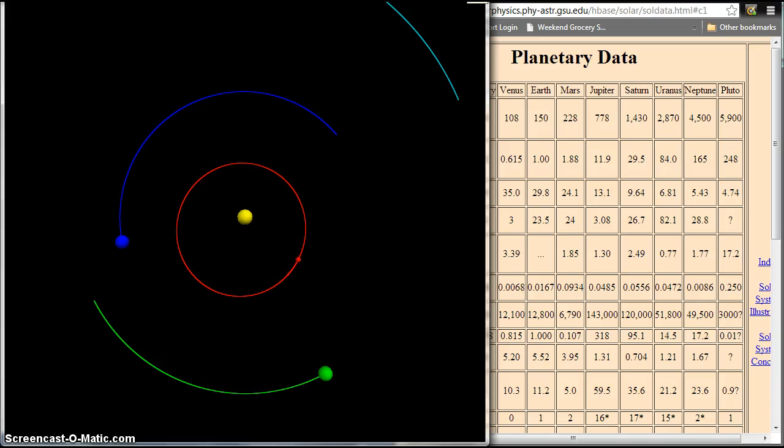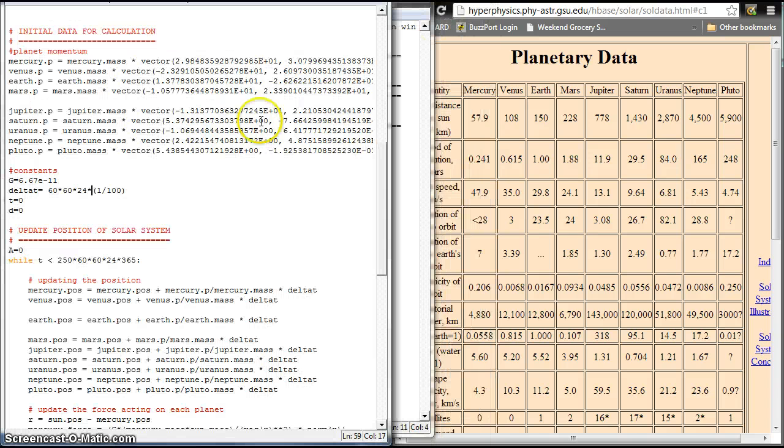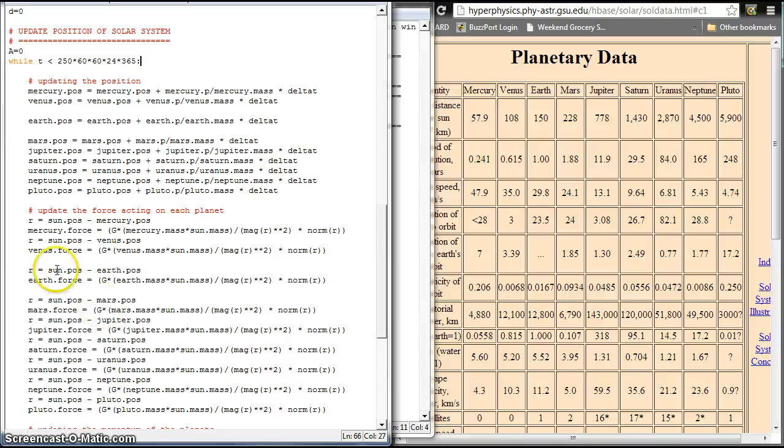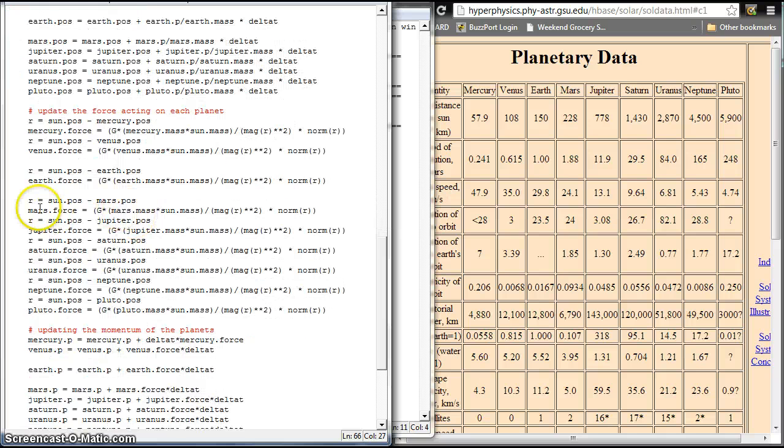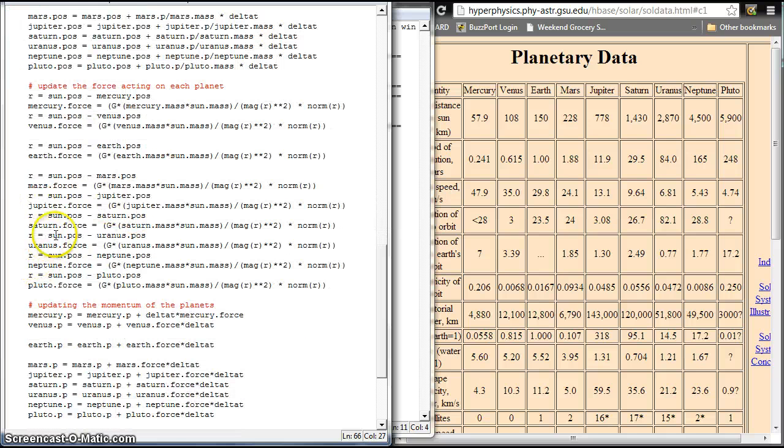So that's the solar system, and I basically update the position as the position plus the change in position, which is velocity times delta T. And for the force that's keeping them in orbit, I define it as the sun's position minus the planet's position, and I use the gravitational potential equation.